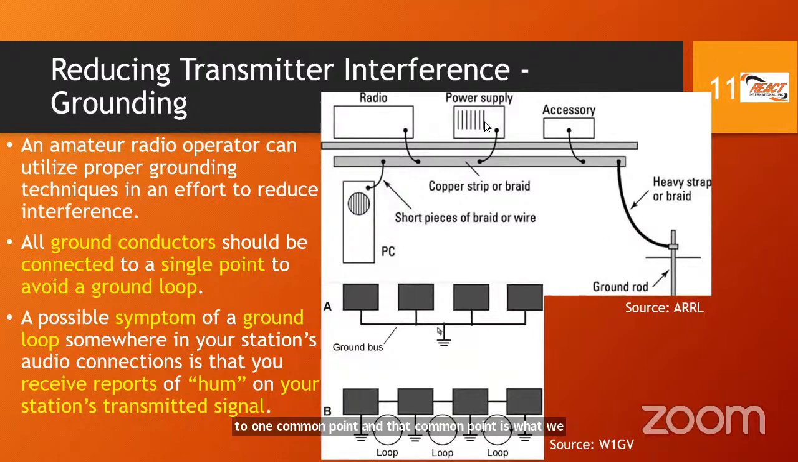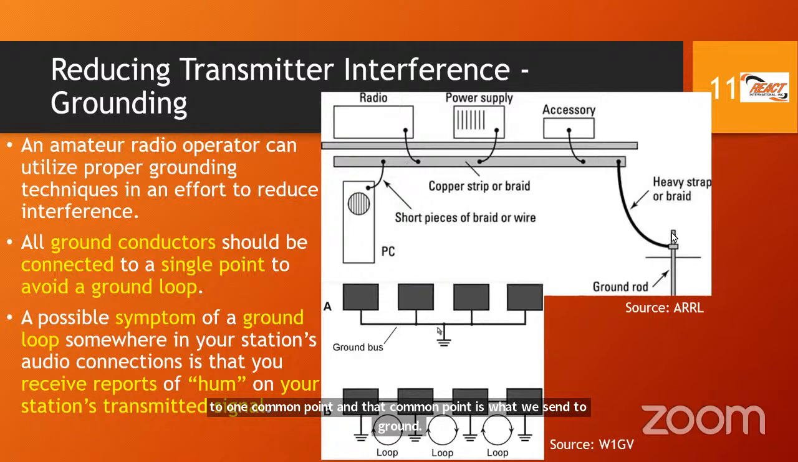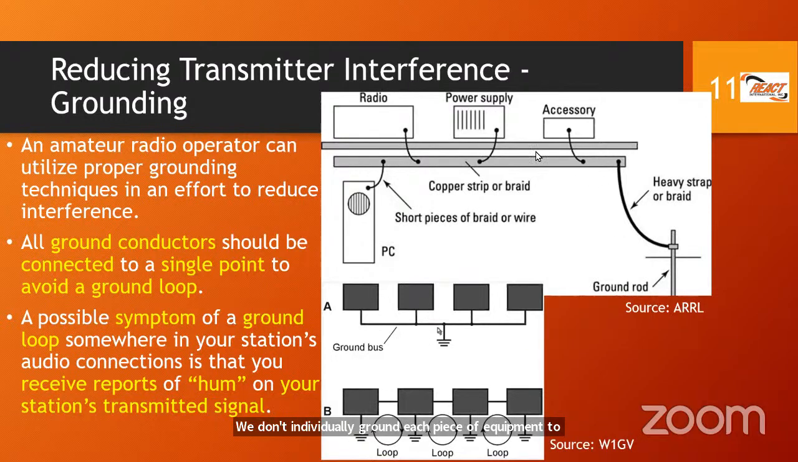We don't individually ground each piece of equipment to its own ground rod, right? We actually bond everything together and use one ground strap to go to the ground rod that's outside in the earth. So we have a couple of points here that are exam questions. The first one is that all ground conductors should be connected to a single point to avoid a ground loop. And that's the point that we make here, all connected to a single point.